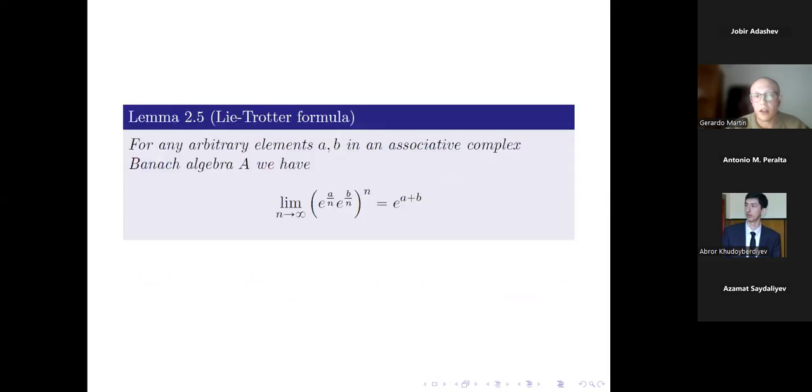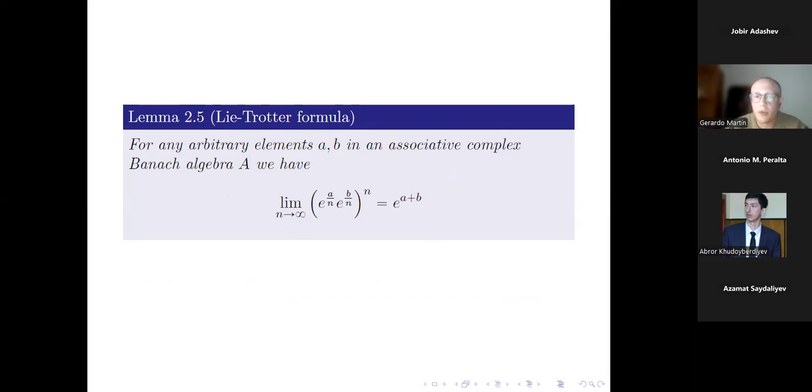And the Lie-Trotter formula, when we are working on associative complex Banach algebras, is a result that says when we have two arbitrary elements, then the limit of this product of the exponentials is equal to the exponential of a plus b.